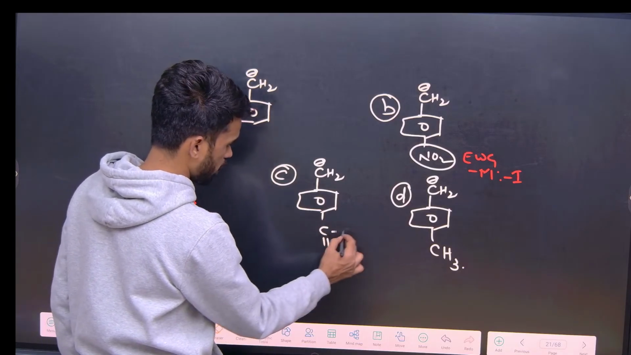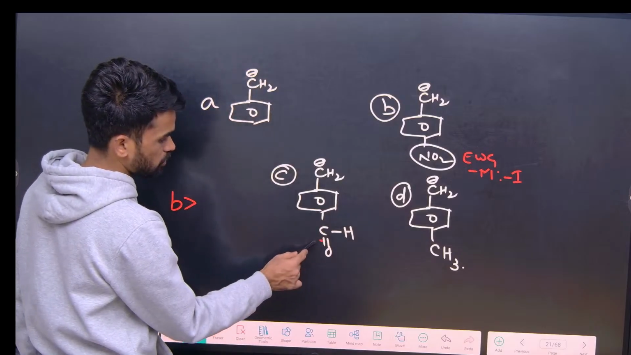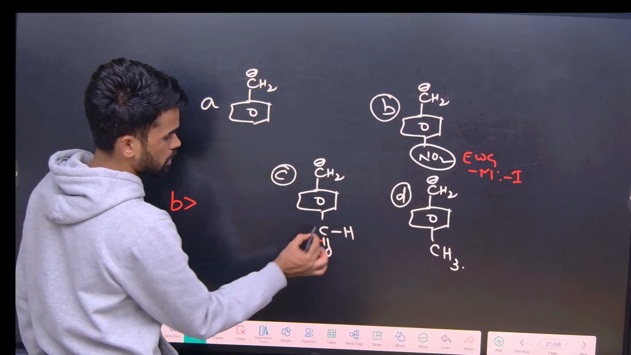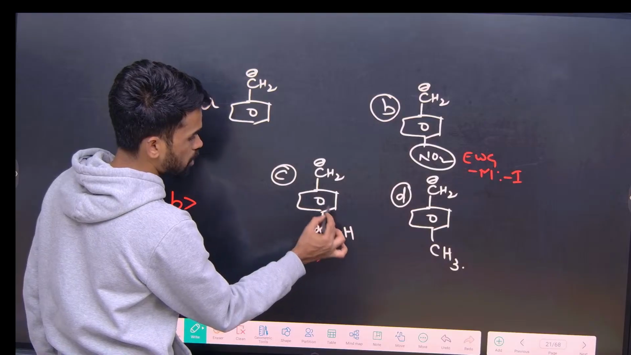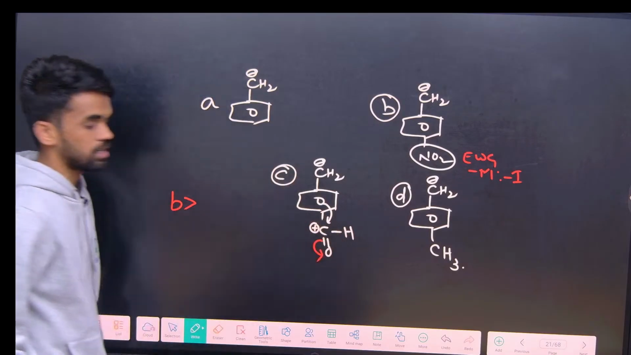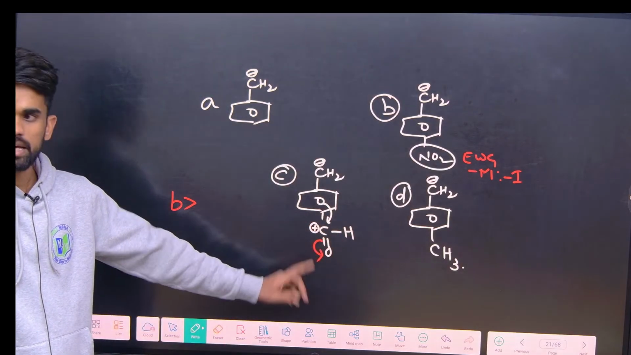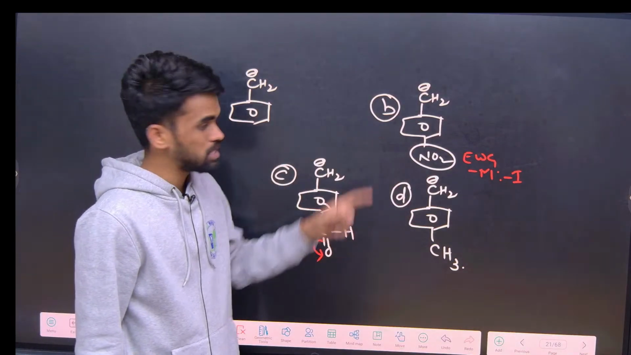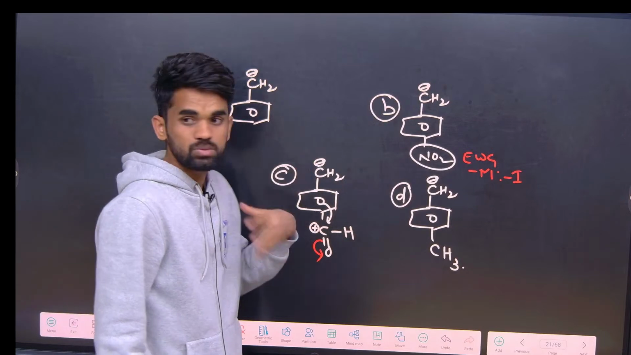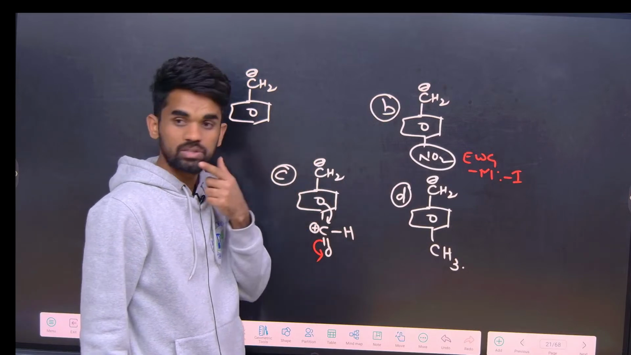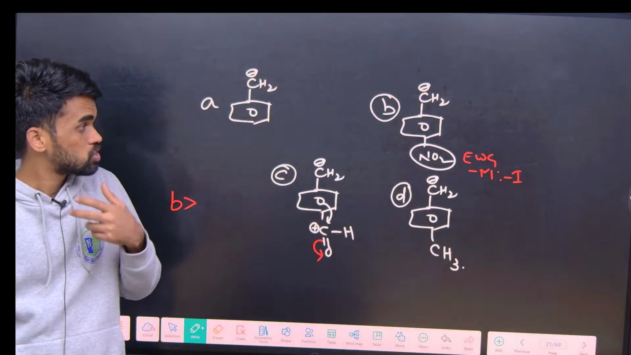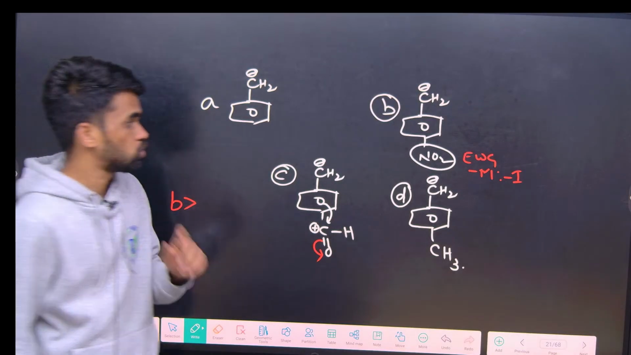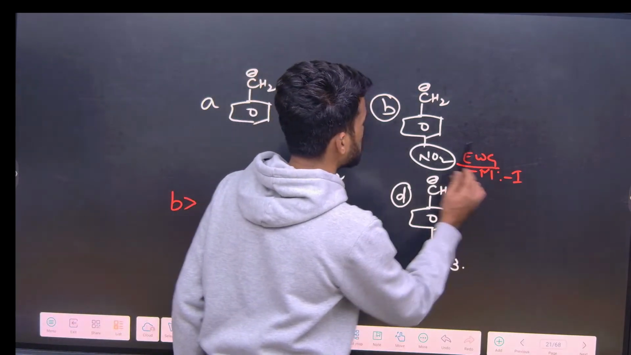C double bond O. See, these pi electrons are taken towards oxygen, which creates a positive charge, so now this carbon takes electrons from the ring. So what is this group? Aldehyde is also electron withdrawing, so both of them are electron withdrawing groups. It means in both cases the carbon anion is more stabilized because of the electron withdrawing group. But which is the stronger electron withdrawing group? Nitro group. Therefore more stabilization is in B.